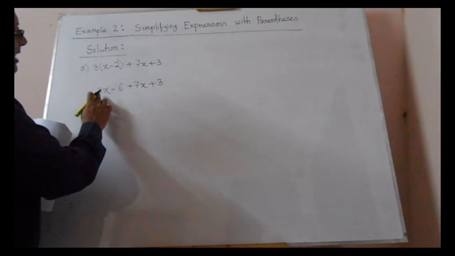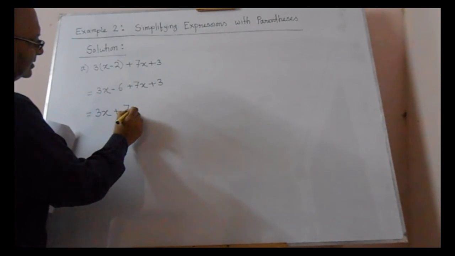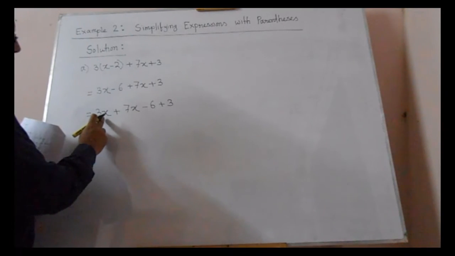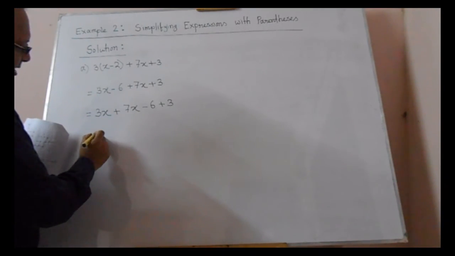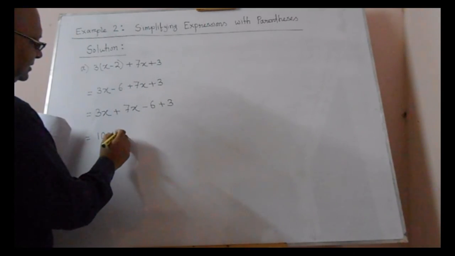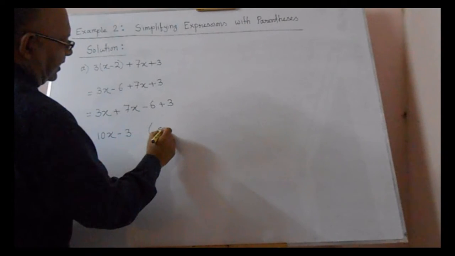Now we'll group the like terms together. 3x plus 7x, negative 6 plus 3. 3x plus 7x equals 10x. And negative 6 plus 3 equals negative 3. Simplified.